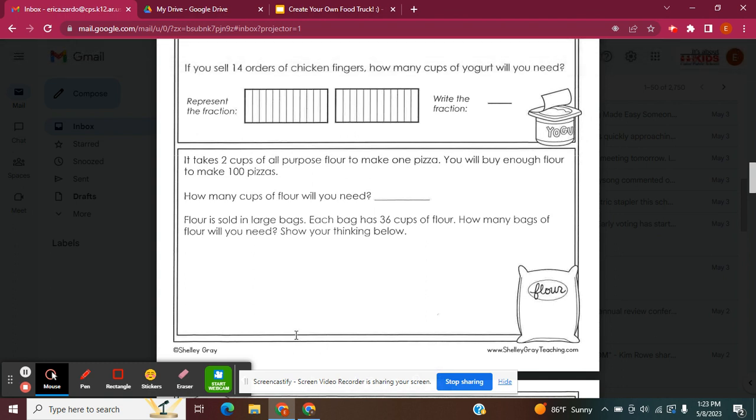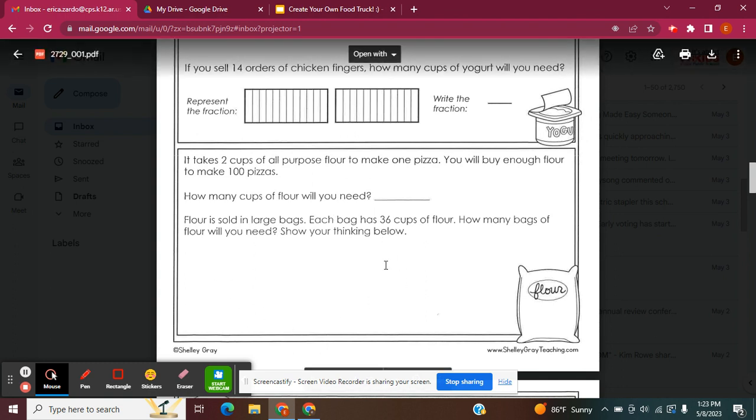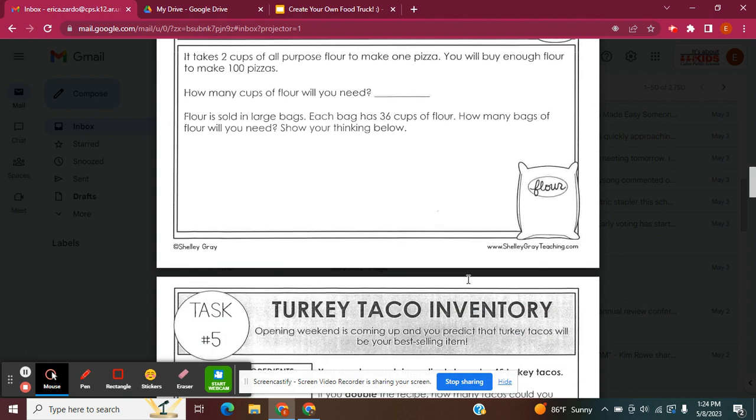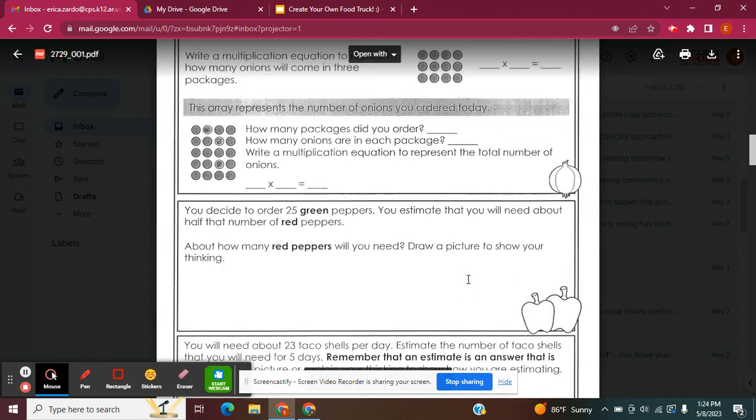Show your thinking. So you need to show your thinking down here, your race, just like Miss Daly has taught you. You have to figure out how many pizzas each bag will make if it has 36 cups of flour, and then how many bags you'll need to make those 100 pizzas. Okay? Have fun with activity 4.